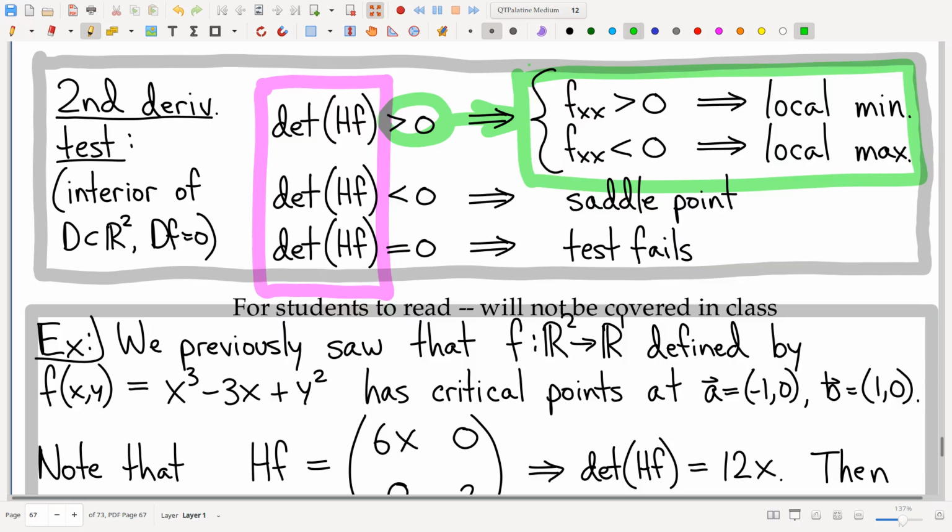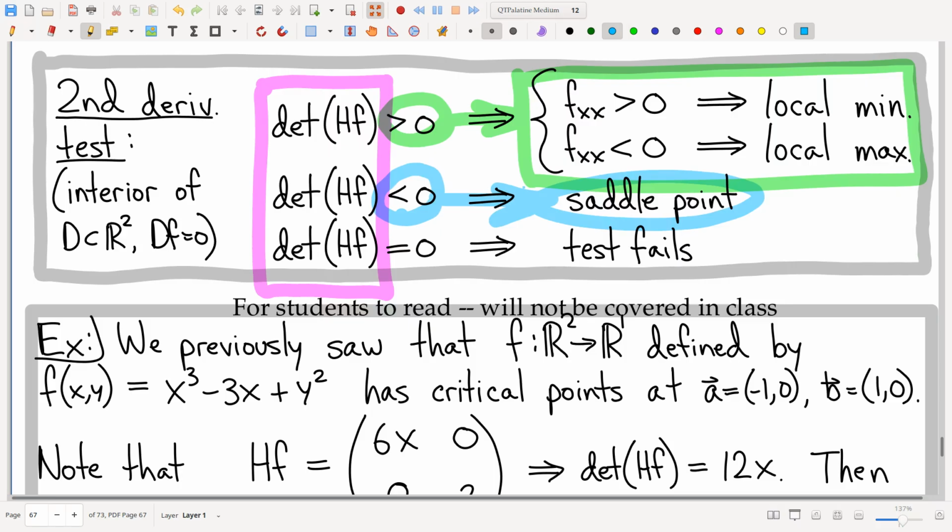All right, so you look specifically at the unmixed second partial. Either one of them works, by the way. If you want to use FYY for whatever reason, you may. Anyway, I wrote FXX because why not? But if FXX is positive, you have a min. If it's negative, you have a max. Nice, simple story if that determinant is positive. If it's negative, you have a saddle.